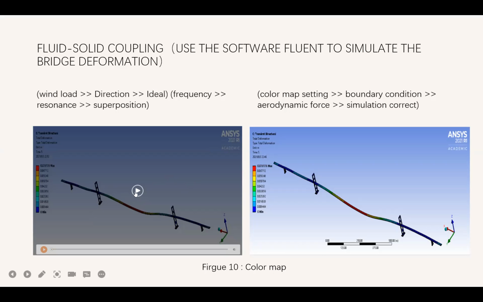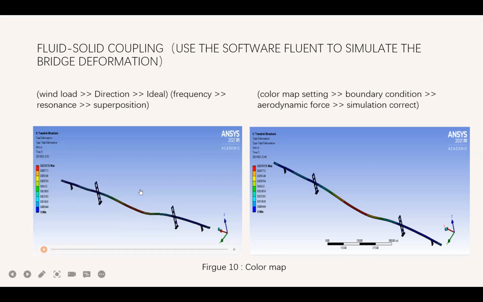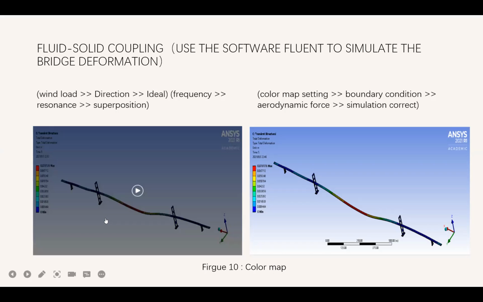You can see from this video that since the frequency of the wind is approximately the same as the frequency of the bridge, resonance occurred. The definition of resonance is basically a physical system that vibrates at a greater amplitude at a specific frequency than at other frequencies. Or you can express it simply as the superposition that we learned in high school.